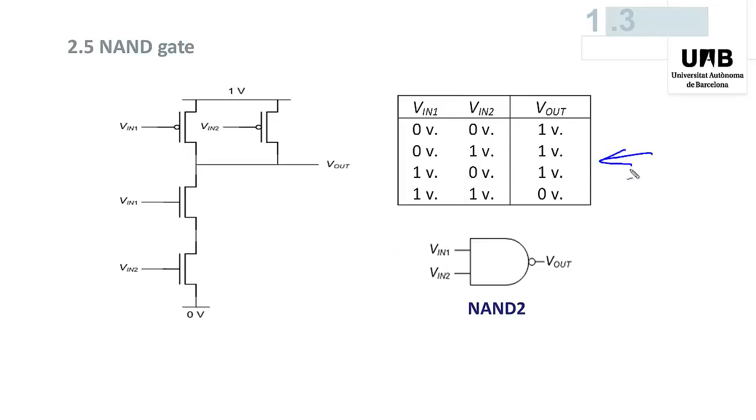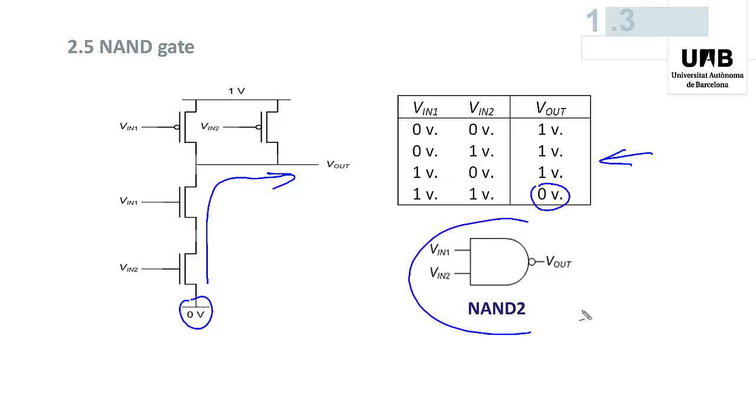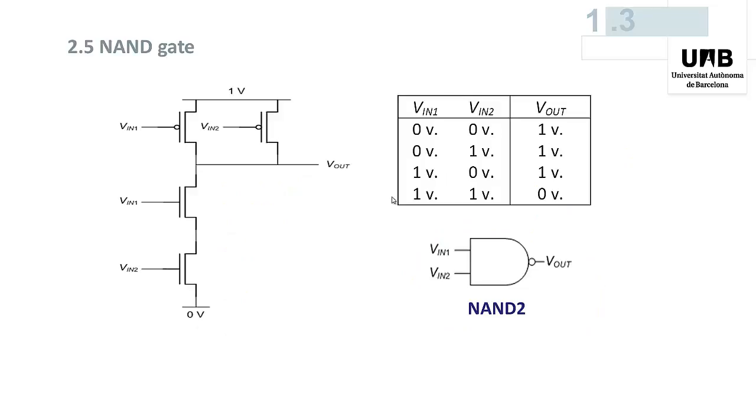The output is equal to 0 if and only if both inputs are equal to 1, in which case the 0 is transmitted to the output through the two NMOS transistors. This component is called NAND 2 gate, 2 because there are two inputs, and this is the corresponding symbol. Now we propose you a quiz.